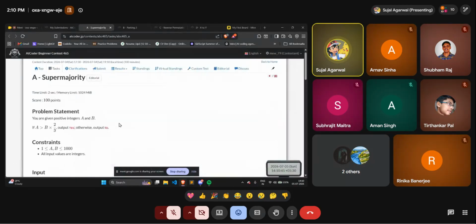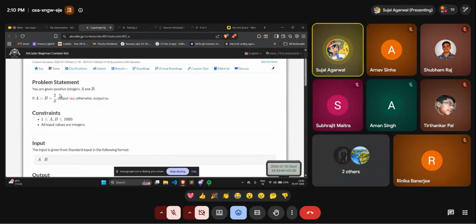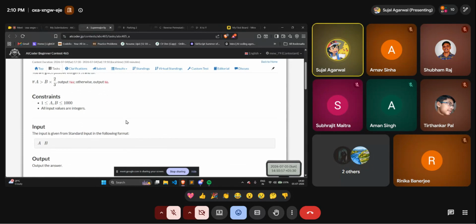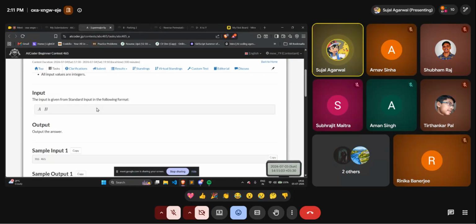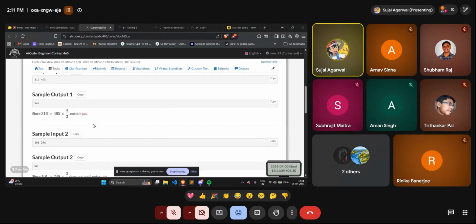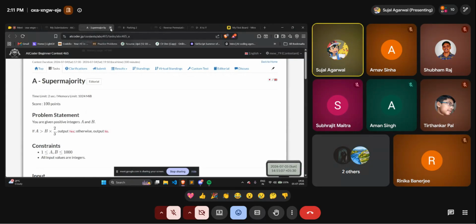We will be starting off with problem A, supermajority. The problem says you are given two positive integers A and B. If A is greater than B times 2 by 3, output yes, otherwise output no. The problem is quite straightforward. Just check this condition and print yes or no. So this was quite easy. We can move on to the next problem.